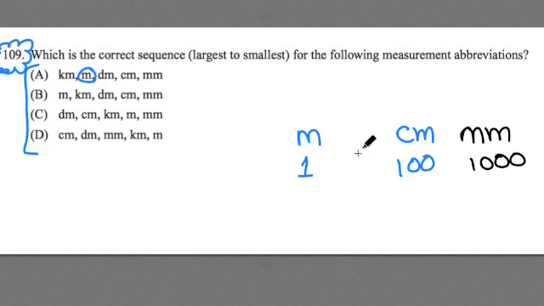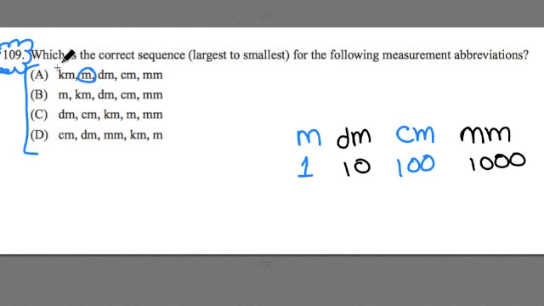Now decameters, that actually falls in between meters and centimeters. Dec, you have 10 here, it actually takes 10 decameters to equal a meter. Now the ones that you're really going to have to know are meters and centimeters, but you should also remember that it takes 10 millimeters to equal a centimeter, or 1,000 millimeters to equal a meter, all right?